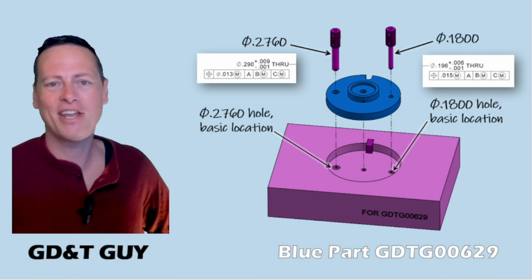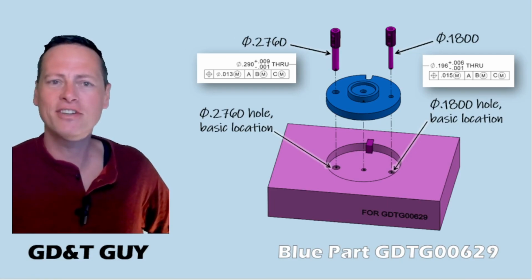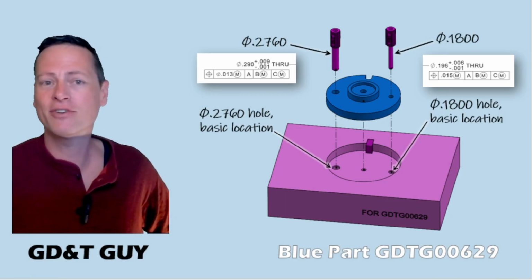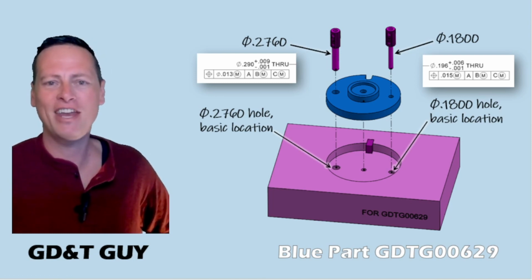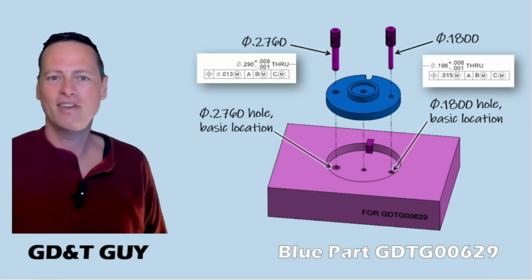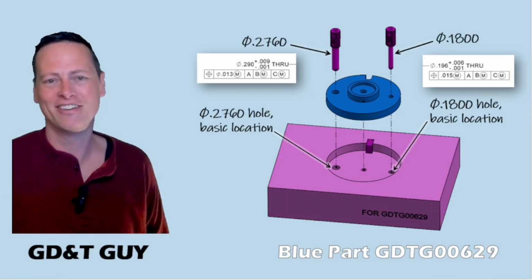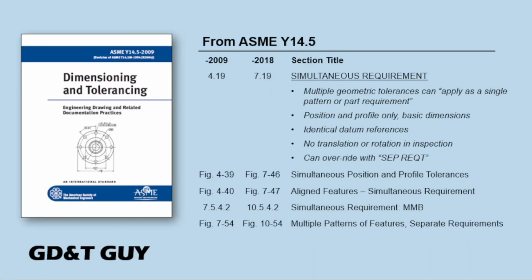Well, with simultaneous requirements, it actually doesn't matter that these are two different callouts for two different size holes, or even that there are two different tolerances. They get treated as though they are the same requirement, a simultaneous requirement. This thing where you can get one pin to go at a time, but not both at once, you can't do that here either. So here it is, simultaneous requirement.